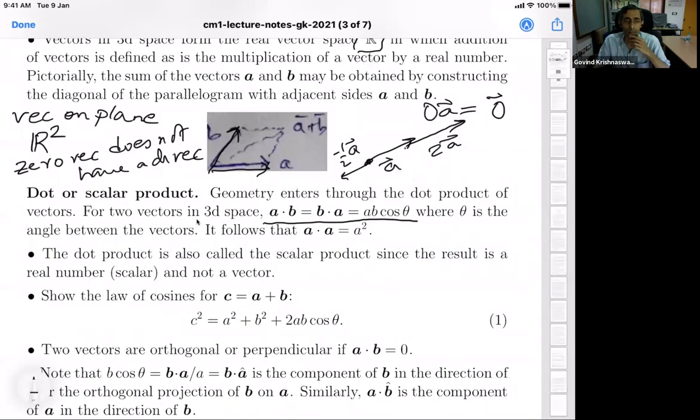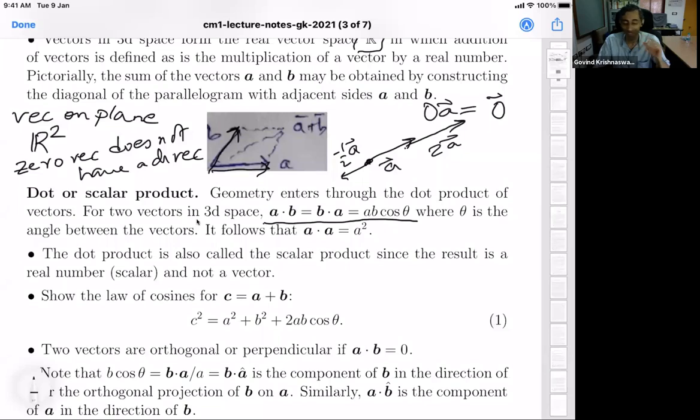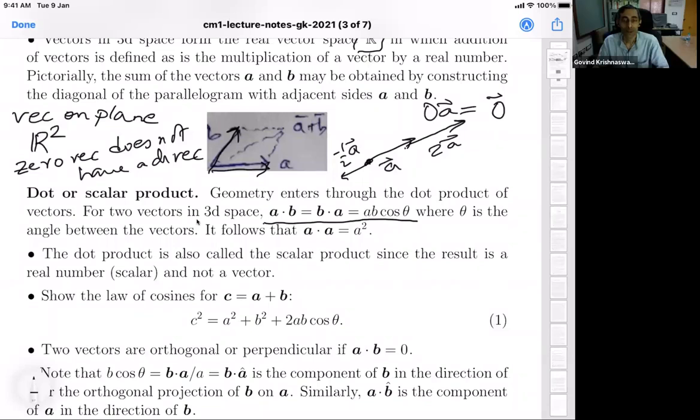Yes. So actually I didn't get the point where geometry enters through the dot product. I didn't get that one. No, you are not expected to get it. This is going to be explained now.